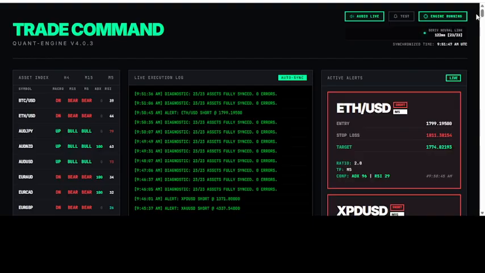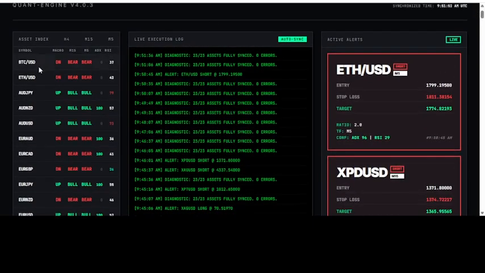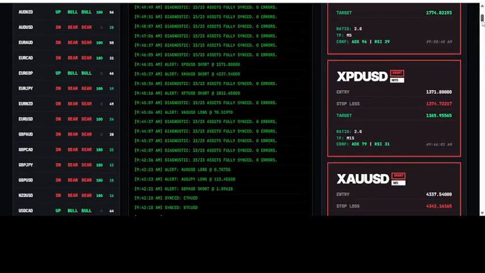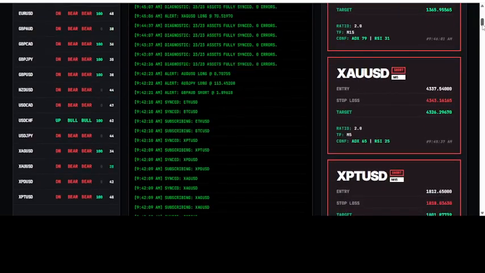Today, what you see here is the user interface of the Trade Command Quant engine, and it provides me signal alerts on various trade recommendations. The Quant engine analyzes cryptos, including Bitcoin and Ethereum, as well as major and minor currency pairs. On the left side of the dashboard are all the various major and minor currency pairs. In addition to that, it also analyzes metals, for instance silver, XAG, gold, XAU, XPD, which is palladium, and XPT, which is platinum.